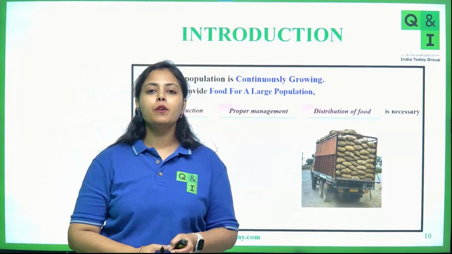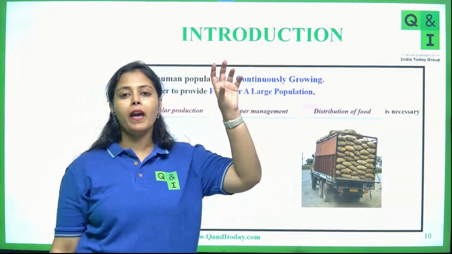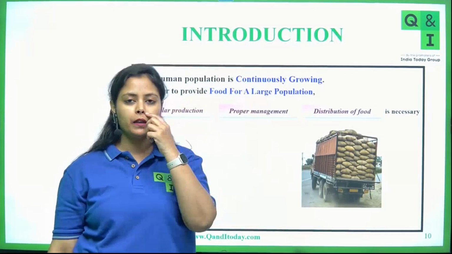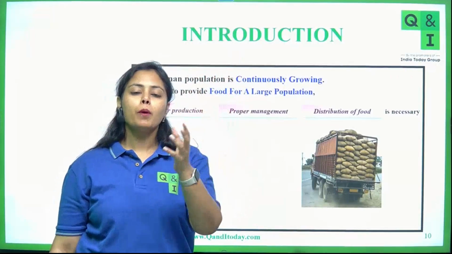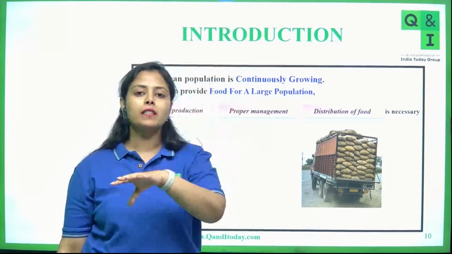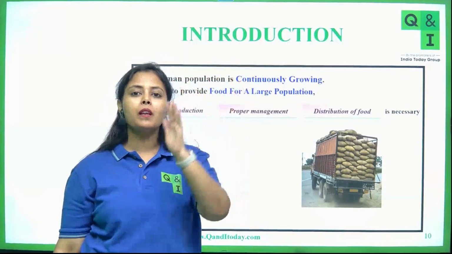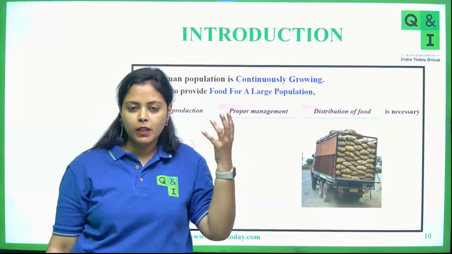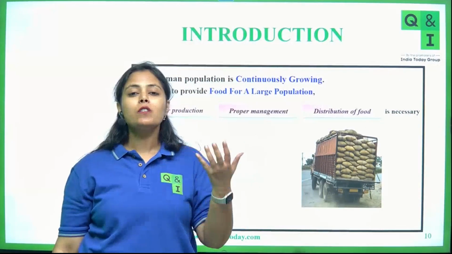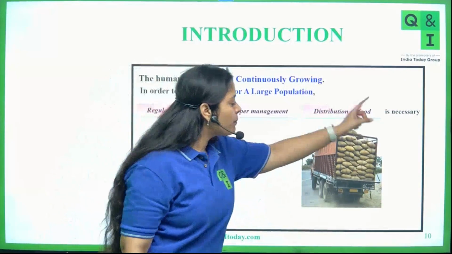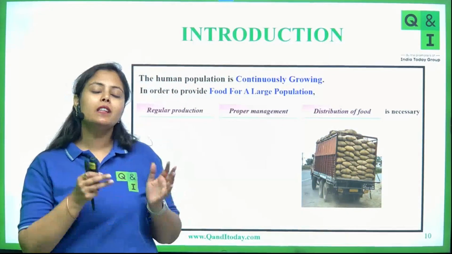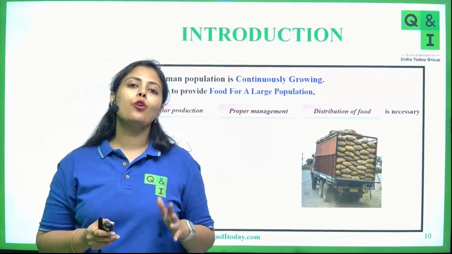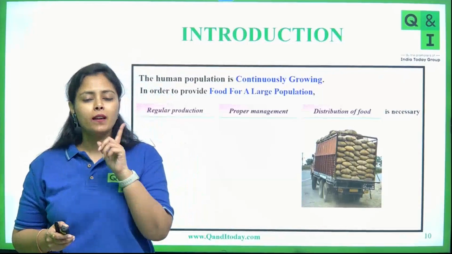Similarly, for example, you have apples growing where? You have apples growing in the northern part of the country, in the hilly areas. But all of you enjoy apples even while you are sitting in the southern part of the country. Still, you are able to enjoy apples in your own city. So how is it being made sure? That is being made sure from the proper distribution of food. So not only cultivation is important, but distribution of food is equally important.